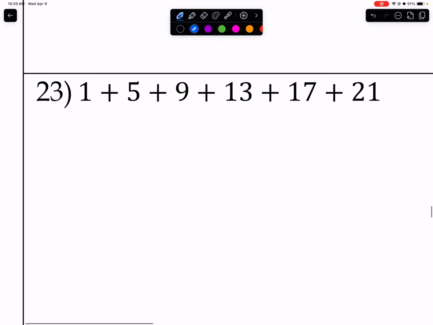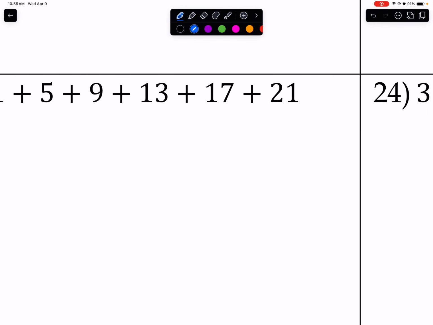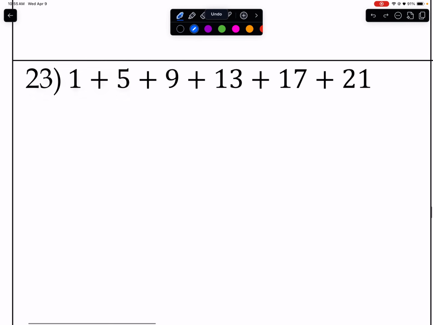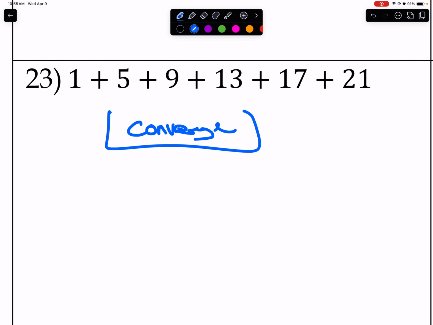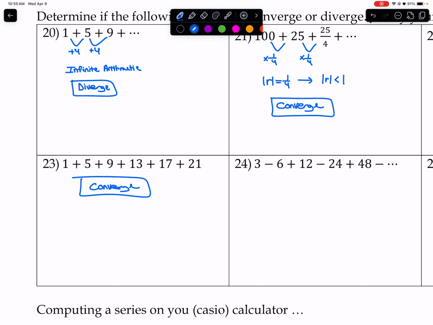So now looking here, I see I have 1 plus 5 plus 9 plus 13 plus 17 plus 21. I also notice there's no ellipsis at the end, so automatically this is a finite arithmetic, which means we're going to converge. So you essentially want to ask yourself, can I find the sum? If I can find the sum and it's not infinity, most likely it's going to converge.